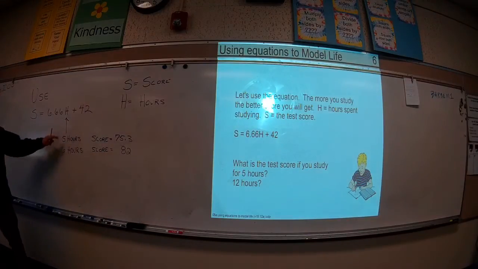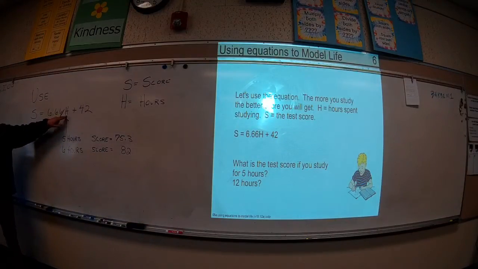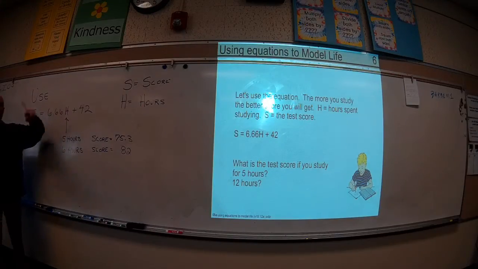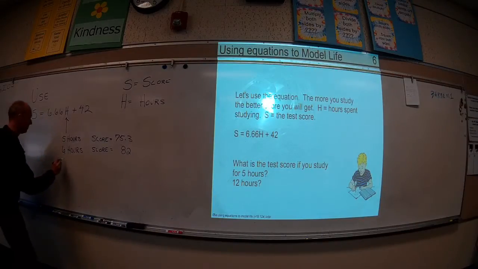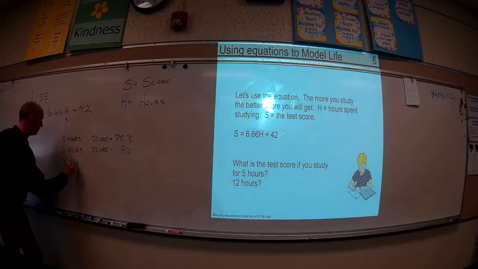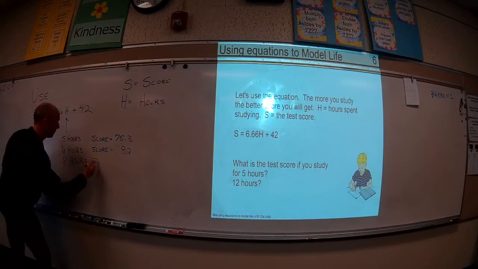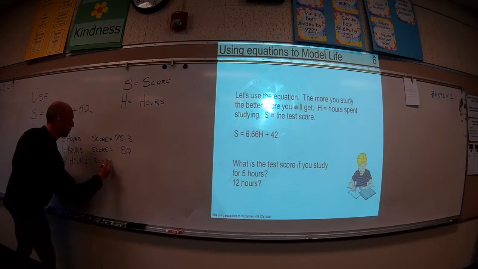When you do this equation, you just plug it in. I'm taking the 6 and putting it right there for the h. So I'm doing 6.66 times h plus 42. I'm using the equation I generated. All right. Who's happy with that score so far? Bot is like, nope, I do not want the 82. How much are you going to study? 8 hours. Let's go to 8 hours. Everyone please do 8 hours.